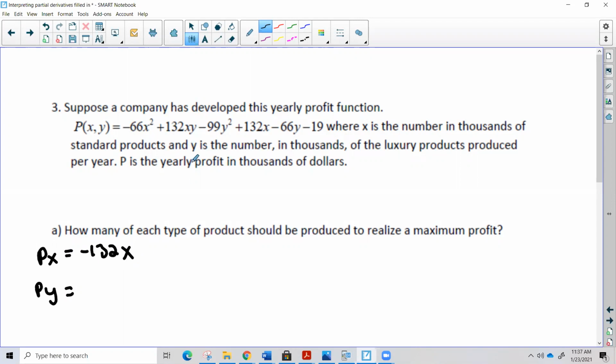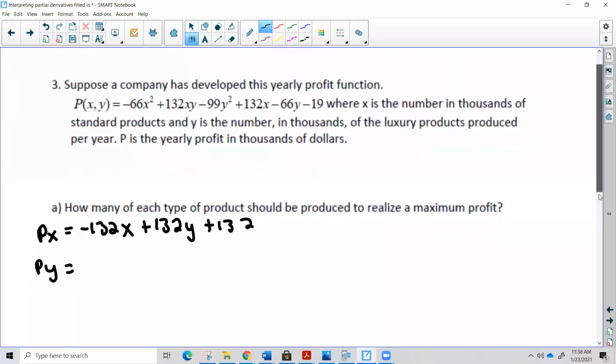For 132XY, I take 132Y, put the Y with the number in front, and that is considered like the number in front. Then I take the derivative of X, which is just 1. So 132Y times 1 is just 132Y. Negative 99Y squared is all Y's, so the derivative is 0, and I don't need to write it. 132X is 132, 66Y is 0, 19 is 0. So this is my first derivative with respect to X.